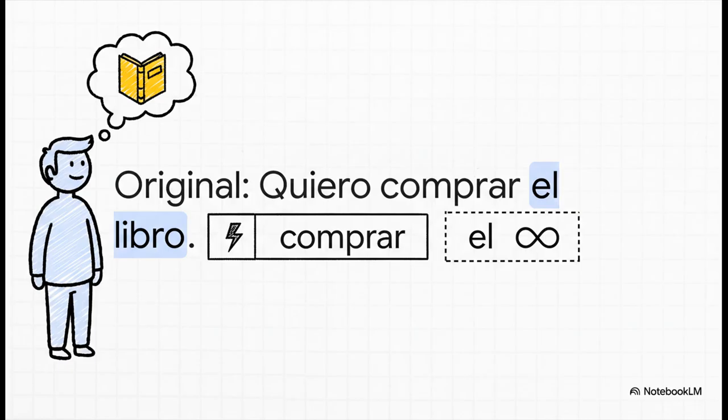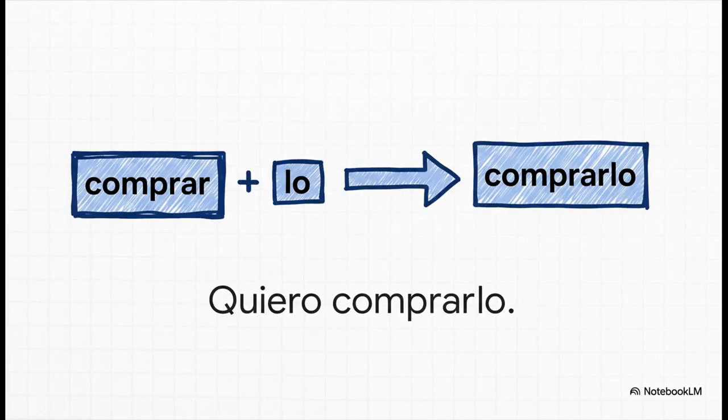Moving on to rule 2. Now look at this sentence. Quiero comprar el libro. I want to buy the book. Notice something different? We've got 2 verbs here. Quiero is conjugated, but comprar is in its original to buy form, the infinitive. And this is where it gets kind of cool. When you have an infinitive, like comprar, you can just stick the pronoun right on the end. It becomes one single word. So comprar plus lo becomes comprarlo. Quiero comprarlo. How clean is that?